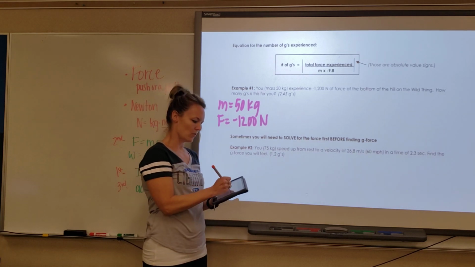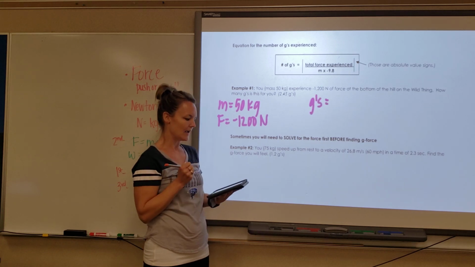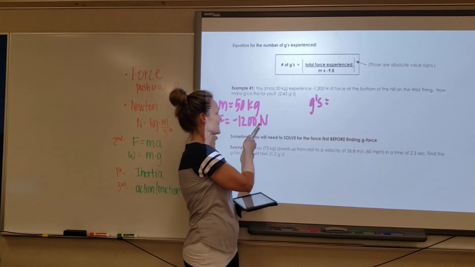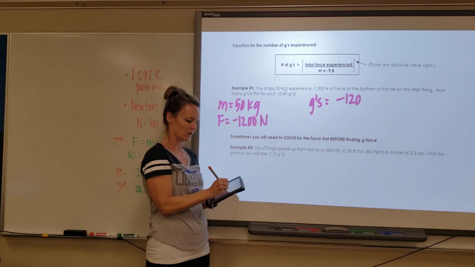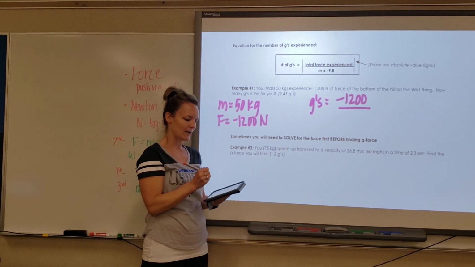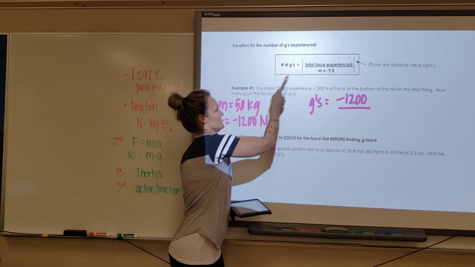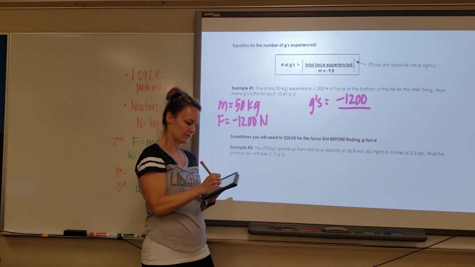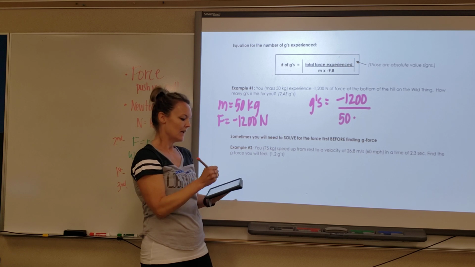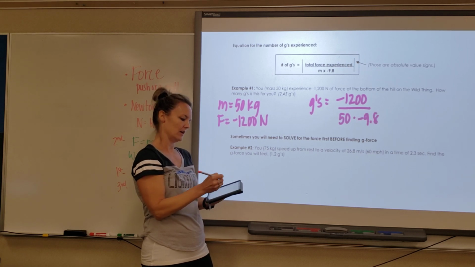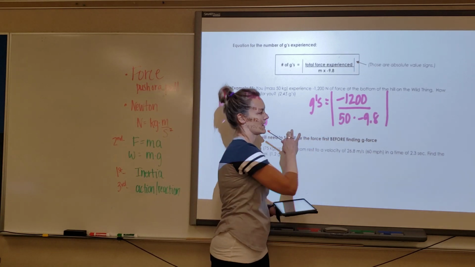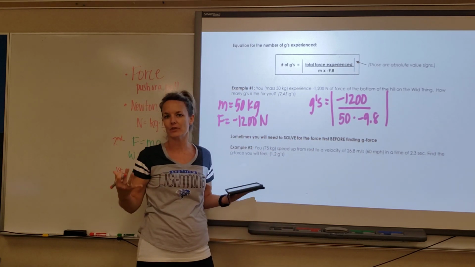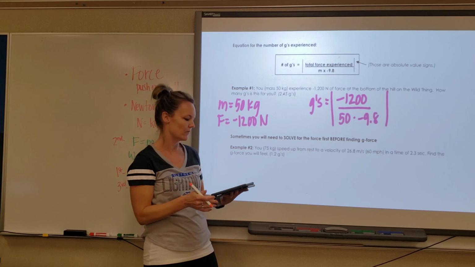All right, so in order to find G's, I need to take the total force we experienced. In this case, my force was negative 1,200. I need to divide it by my mass in kilograms, that was 50, times negative 9.8 of gravity. The absolute value signs are there. I have 2 negative signs, so they're going to cancel out anyway, but if it did come out as a negative number, you just get rid of it.